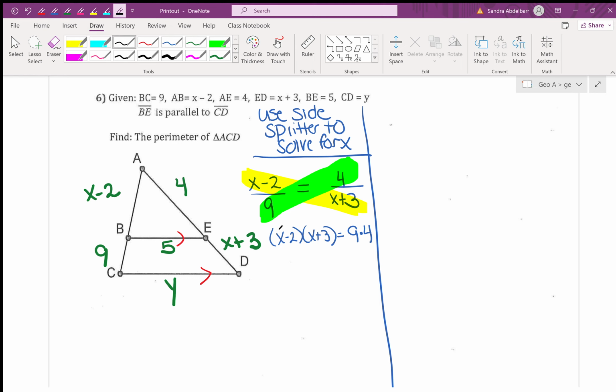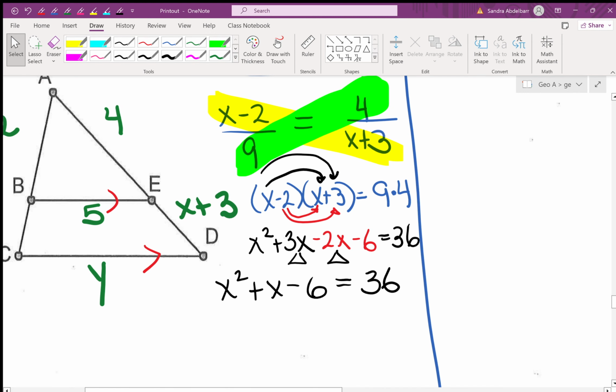So what does that mean? x times x is x squared. x times 3 is 3x. Now I'm going to double distribute the negative 2. Negative 2 times x is negative 2x. Negative 2 times 3 is a negative 6. That's going to equal 36. Combine our like terms. We are now at x squared, positive 3x, and a negative 2x. What does that give us? x squared plus x minus 6 equals 36.